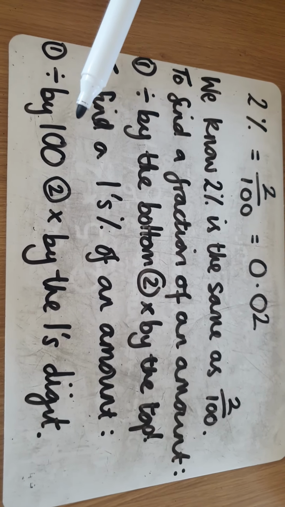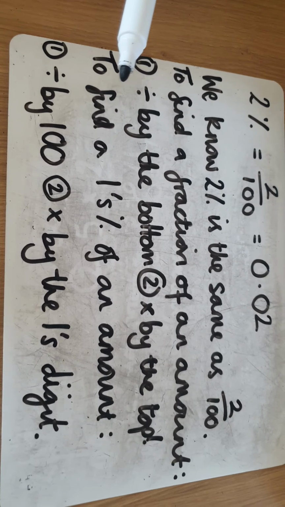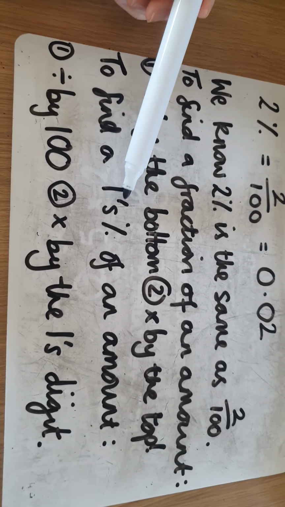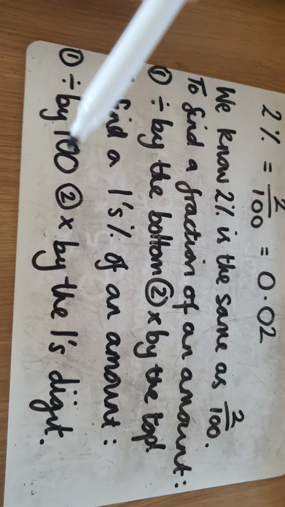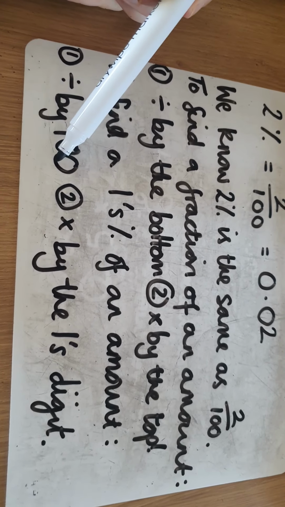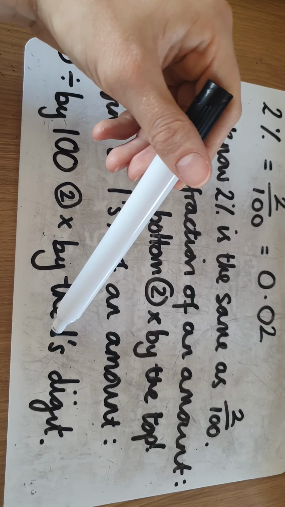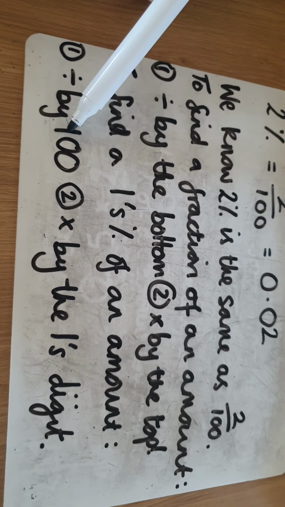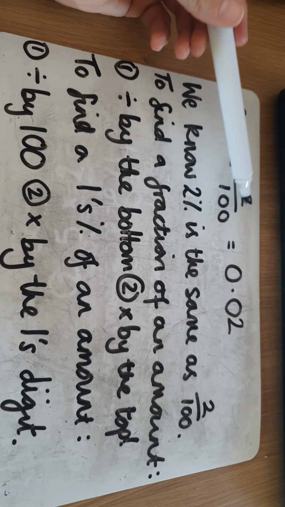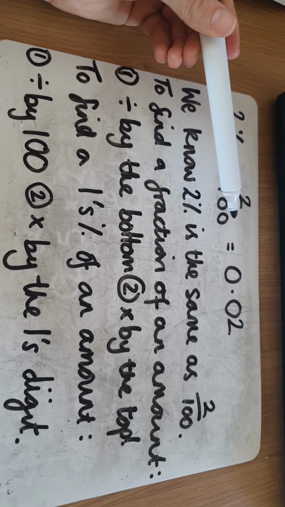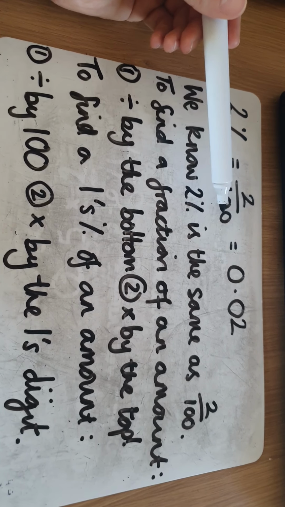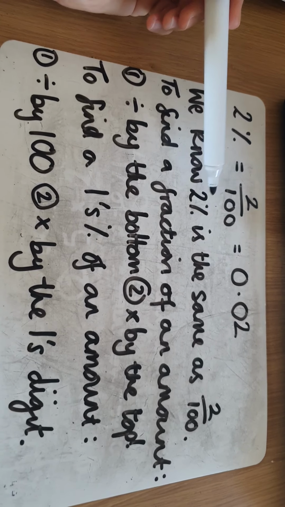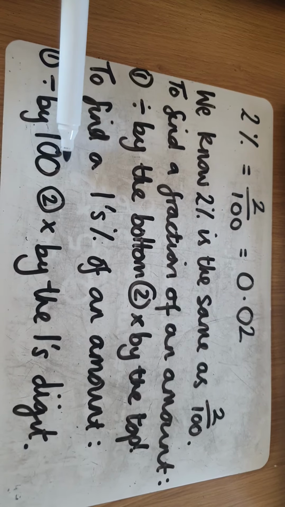You were all really good at finding 10, 20, 30%. So that was to find a tens percentage, you divided by 10 and times by the 10 digit. Now we're dividing by 100 and multiplying by the ones digit. So you're dividing by 100 because that is what is at the bottom of your fraction. So when we were finding 10%, 10 was at the bottom of our fraction. Now we're finding 1%, 100 is at the bottom, which is why we're dividing by 100.